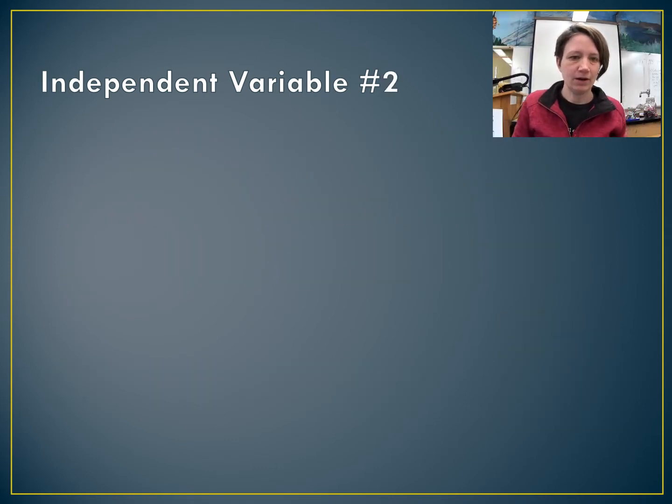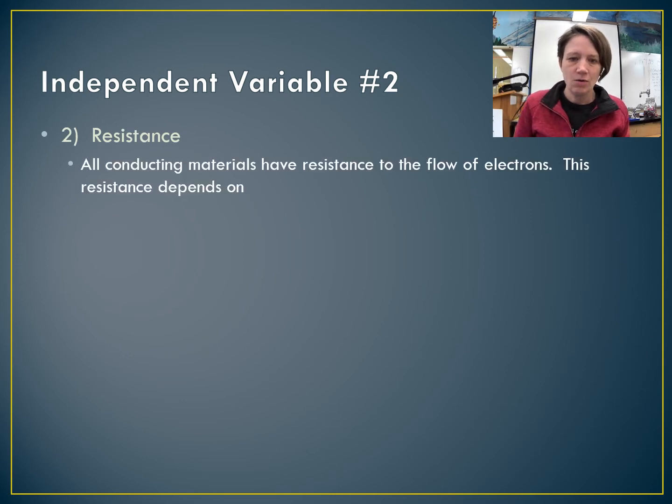The second independent variable that you can control in a circuit is the resistance. Now, all conducting materials that allow electrons to flow easily through them have a resistance to this flow of electrons, which basically means as the electrons move, they interact with that material to some extent. They interact with the atoms and the electrons that are in the material, and those electrons sort of impede them or try to slow them down.